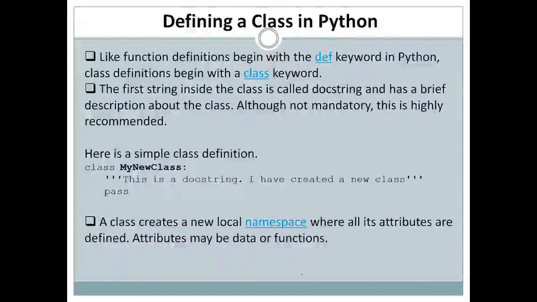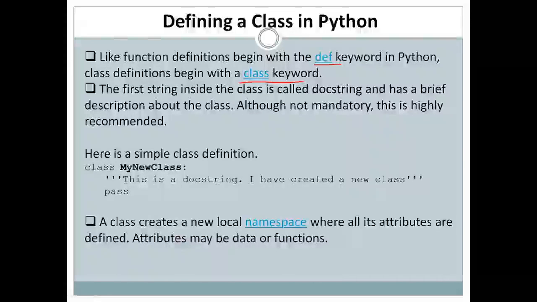Okay, so let's study defining a class in Python, how classes are defined in Python. Like function definitions begin with the def keyword in Python, a class definition always begins with the class keyword. So remember how a class is defined. A class is always defined with the class keyword followed by the name of the class. We have already studied defining a class in Java, so a similar declaration is used even in Python.